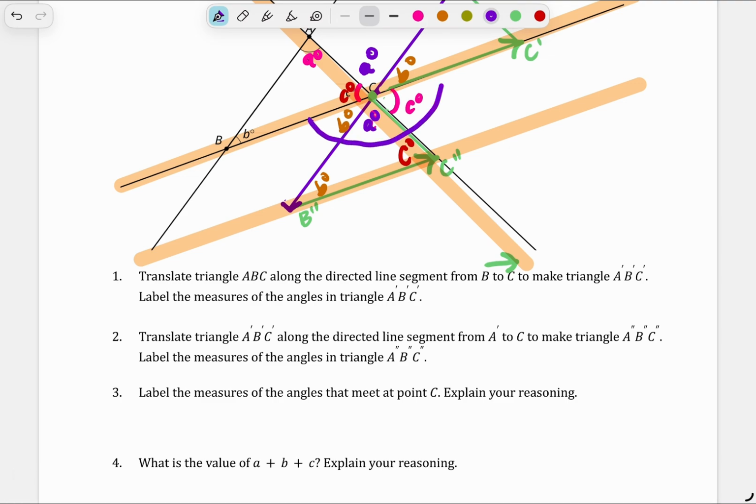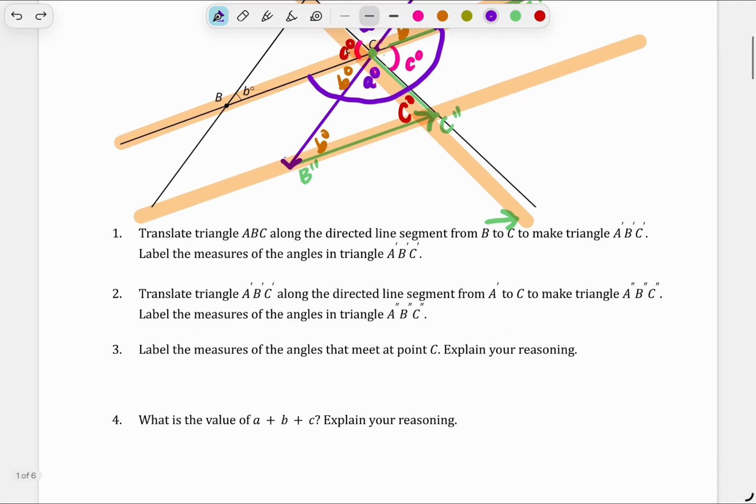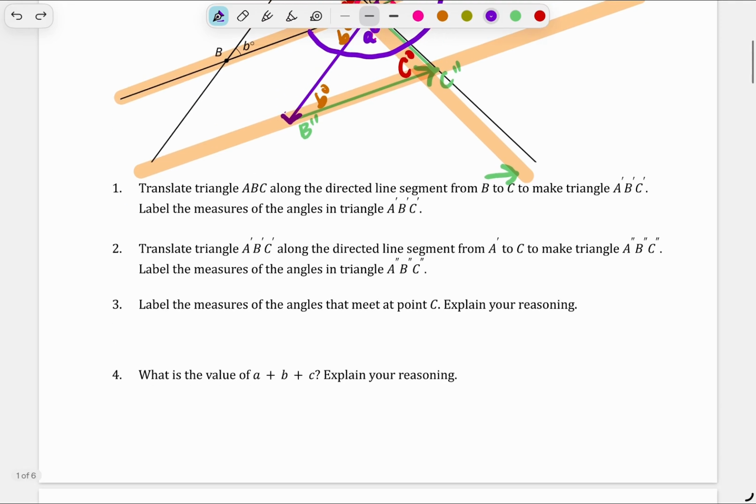You can see over here that these make supplementary angles that add up to 180. So A degrees plus B degrees plus C degrees equals 180 degrees.